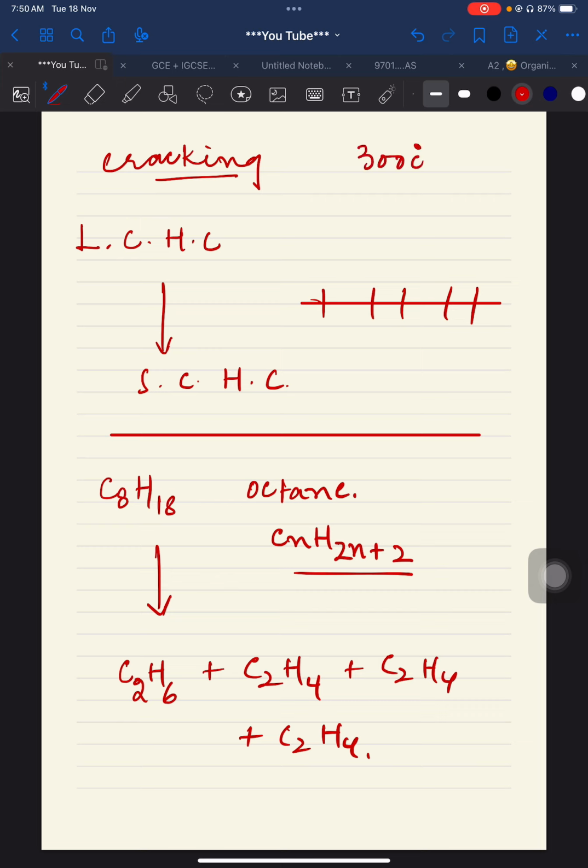The temperature for cracking is from 300 degrees Celsius to 600 degrees Celsius, and Al2O3 along with SiO2 is the catalyst of this reaction. You are supposed to memorize these conditions for cracking. So cracking is a process in which long chain hydrocarbons are broken into shorter chain hydrocarbons. Basically, cracking is a process in which heat energy is given to a compound, and that compound is broken into its smaller pieces. Here a hydrocarbon is broken into smaller pieces, so smaller hydrocarbons are formed in that case.